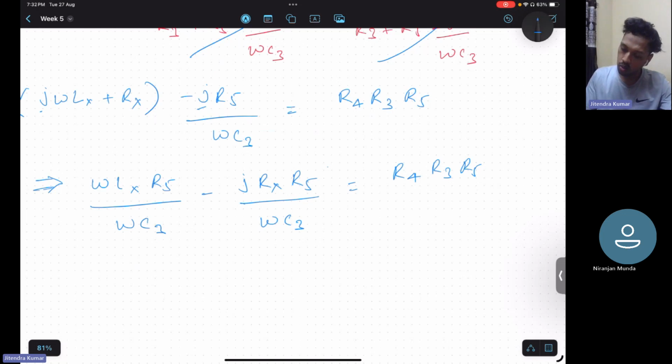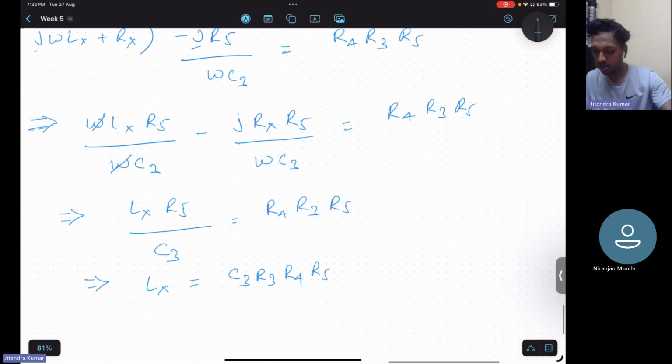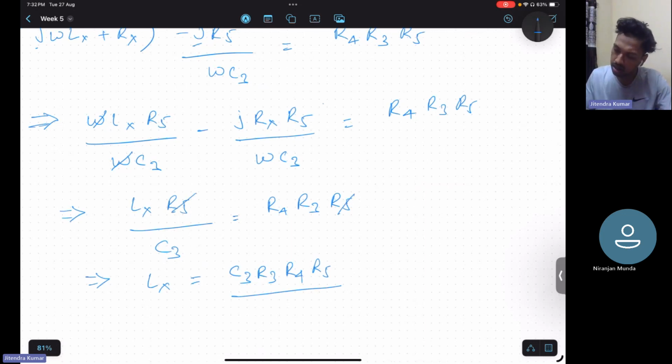Okay, so what we are going to equate? We are going to equate real terms. So this omega and omega will be cancelled out. So Lx R5 divided by C3 is equal to R4 R3 R5. So Lx will be equal to C3 R3 R4 R5, divided by R5. So this R5 and R5 will be cancelled out. So only three terms. So Lx is nothing but C3 R3 R4.